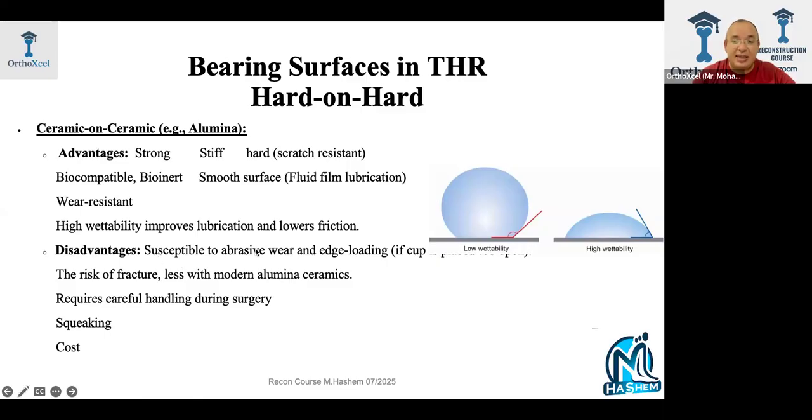Number two, it is susceptible to abrasive wear. It is still very resistant to wear, but it has abrasive wear. Basically, if you take the ceramic in your floors now and abrade it with a sharp object, you will have some abrasion in there.